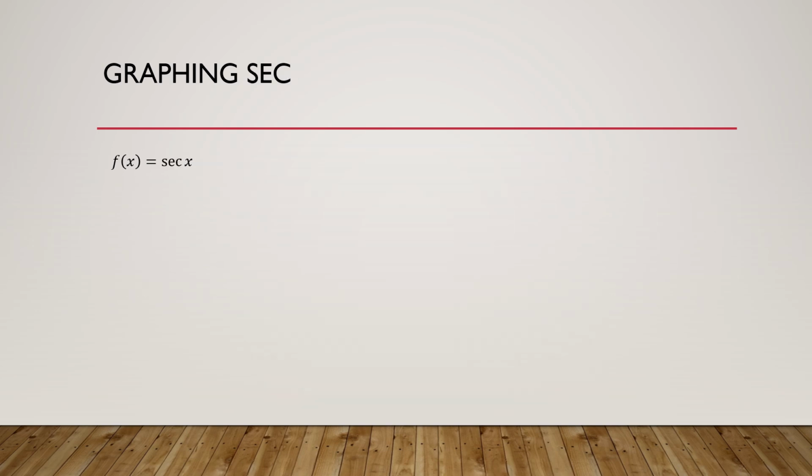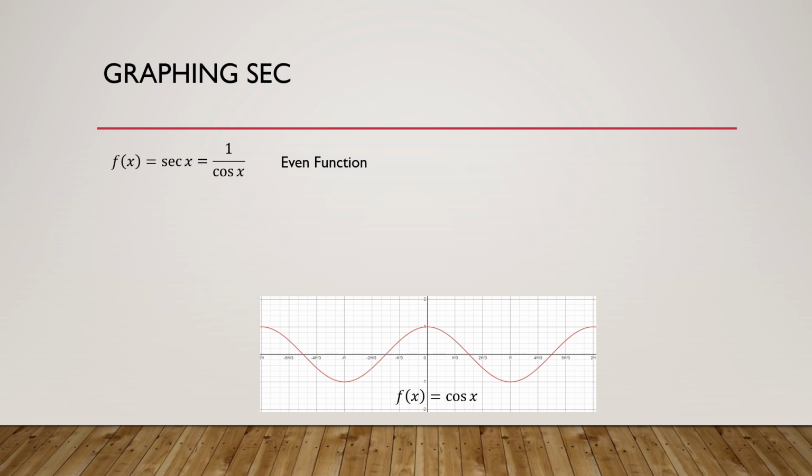Next, f of x equals secant x. This function is defined as 1 over cosine x, and like cosine x is an even function. We start with the cosine graph. This function will be equal to 1 when cosine x is equal to 1, and equal to negative 1 when cosine x is negative 1.